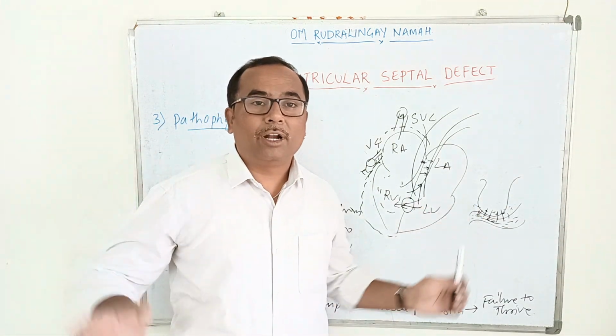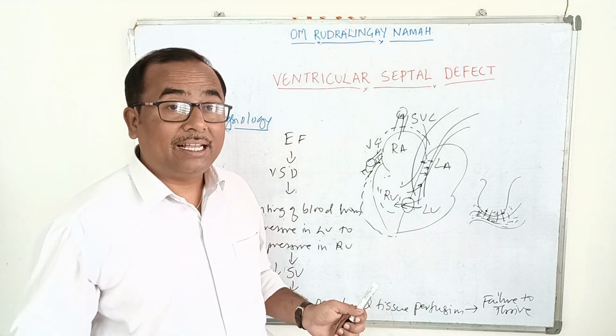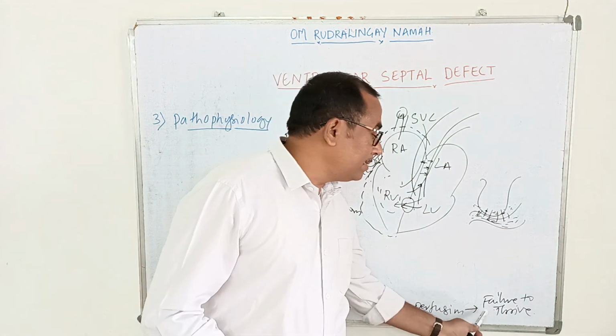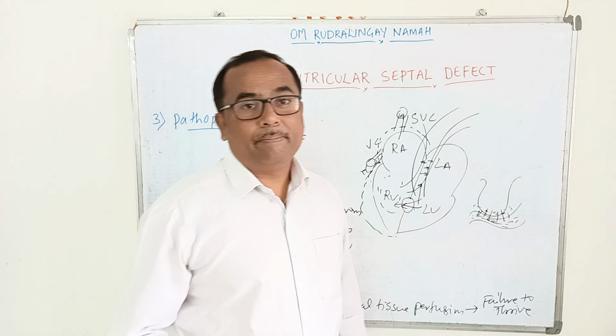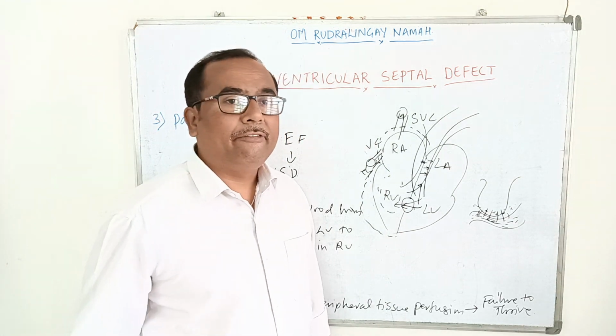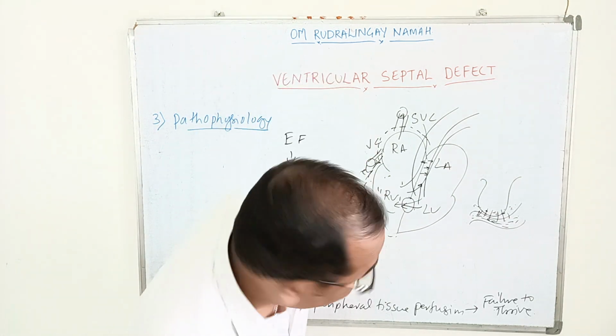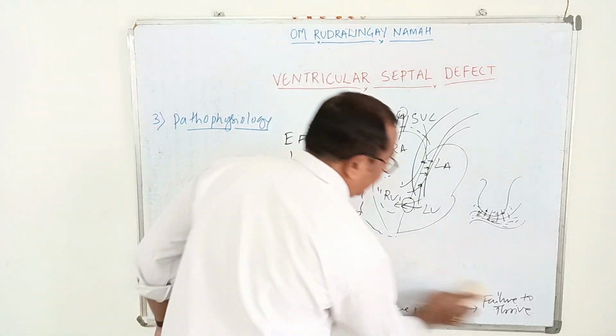All the body parts will get a less amount of blood supply. So because of this, there is a failure to thrive. The baby will not achieve optimum height and weight. So this is the pathophysiology of a ventricular septal defect.